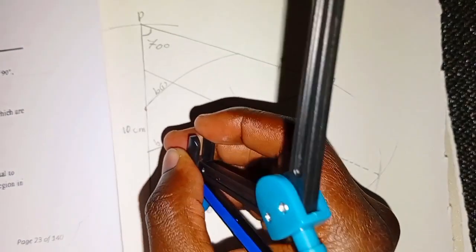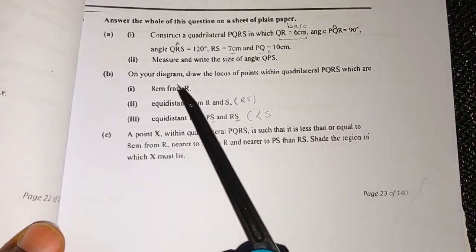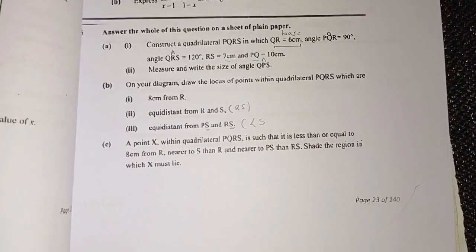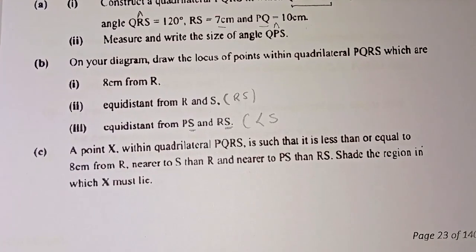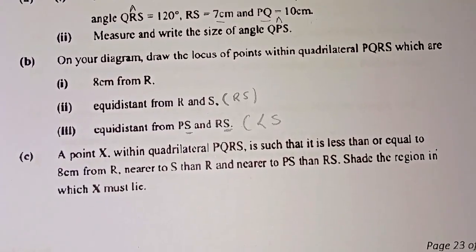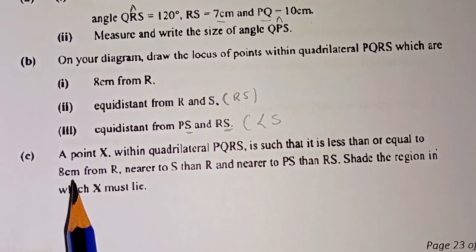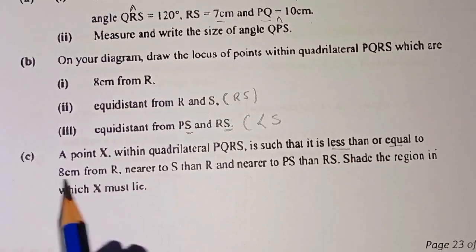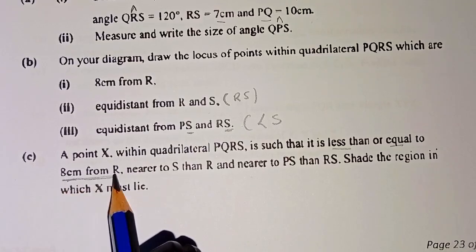Now, if you've done your locus of points properly, if we've done these three stages properly, this shouldn't cause any problem. So let's see how we can answer this one. We zoom in a little bit. A point X within quadrilateral PQRS is such that it is less than or equal to, that is the keyword, less than or equal to what? 8 centimeters from R.